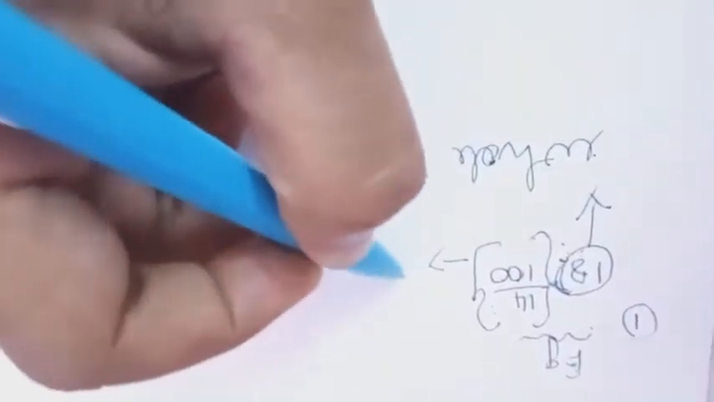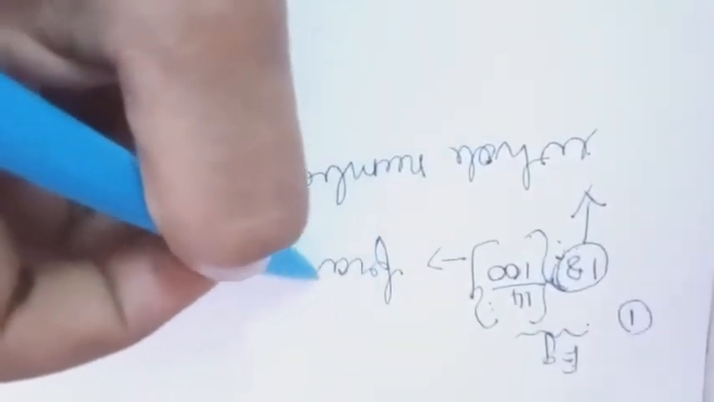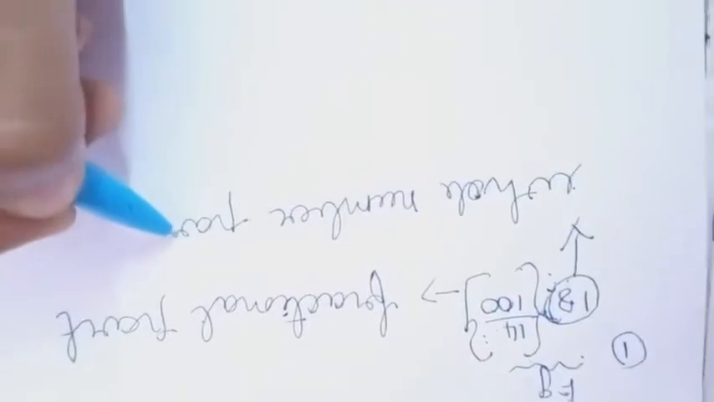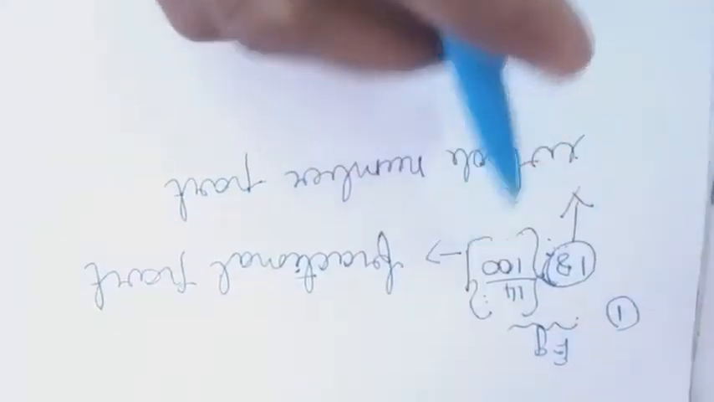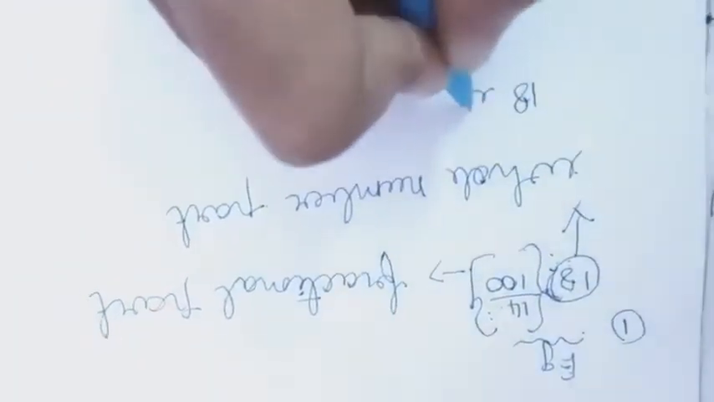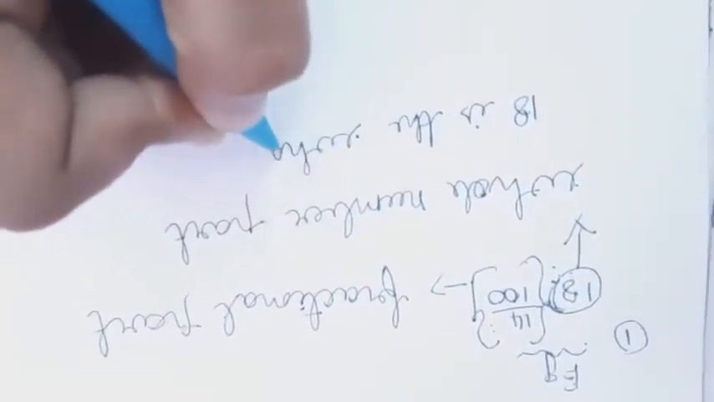Whole number. This is the fractional part. Means we can write the whole number part. Got it? Whole number, and this is the fractional part. Now write which is the whole number. 18 is the whole number. Got it?